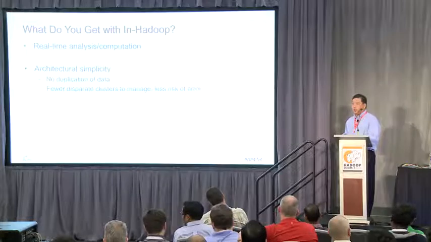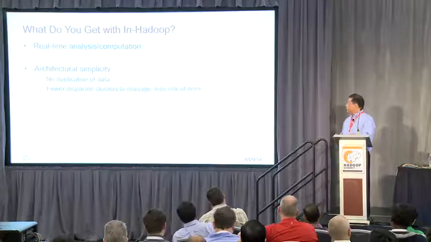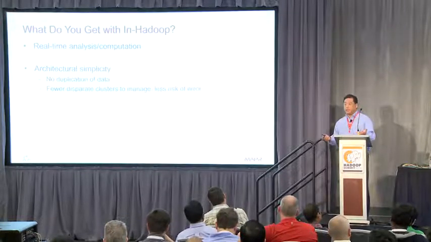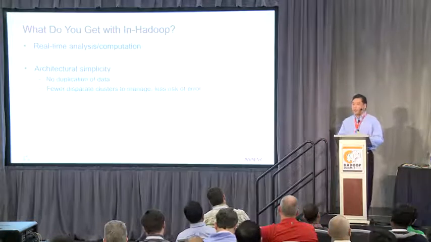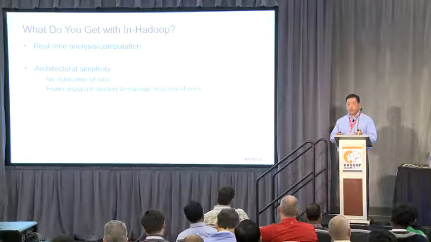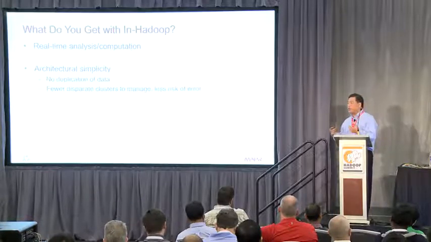Architectural simplicity is always an important thing. You don't have the duplication of data. You also have fewer clusters to manage, and that ultimately results in less opportunity for error, so lower risk of managing fewer clusters, having to deal with duplication of data, and creating more disk space utilization.